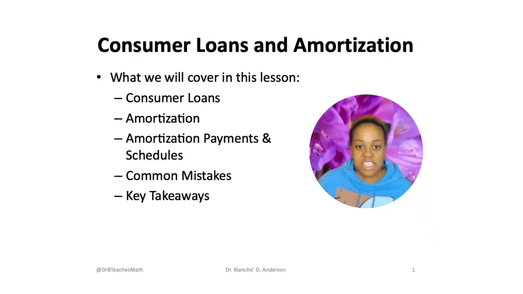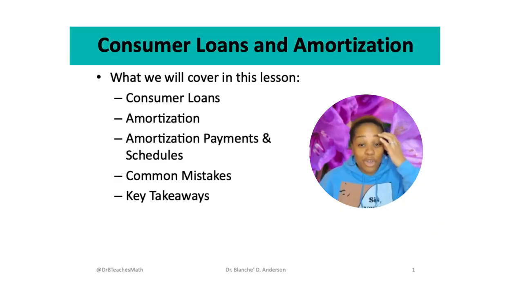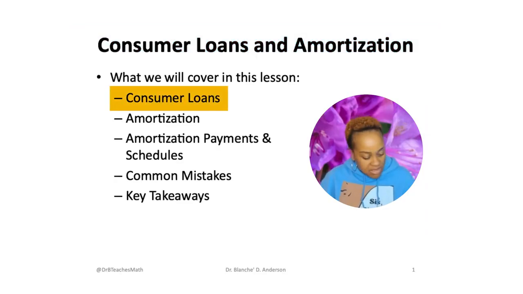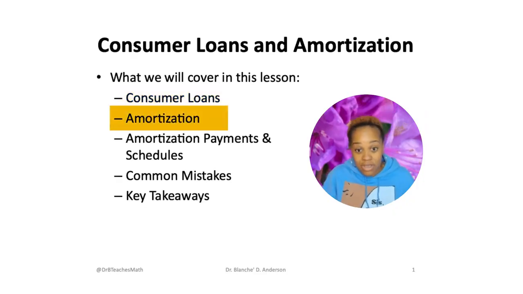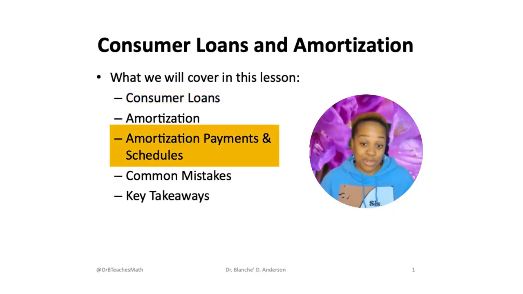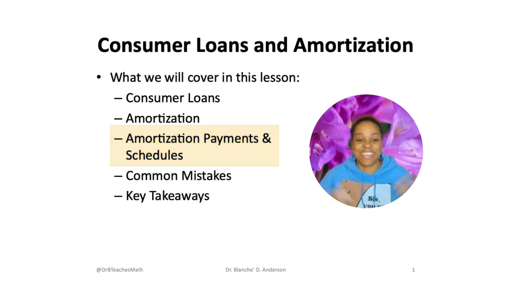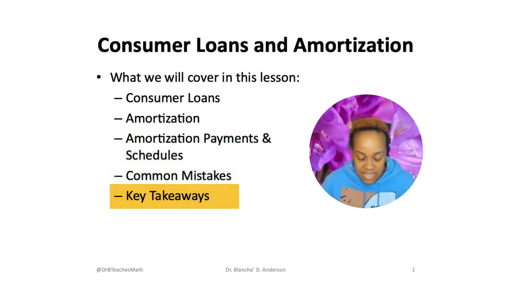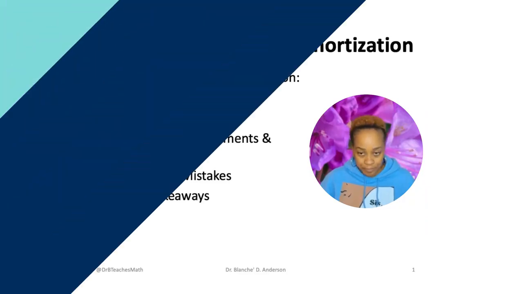All right, now let's talk about some consumer loans and amortization. Amortization. I have a struggle saying the word. Anyway, so in this lesson, we're going to talk about some common consumer loans. Consumer loans meaning we're the customers, and loans that we take out for different things. We're going to talk about amortization, what it is, amortization payments and schedules, and of course, common mistakes and key takeaways. So let's get into it.